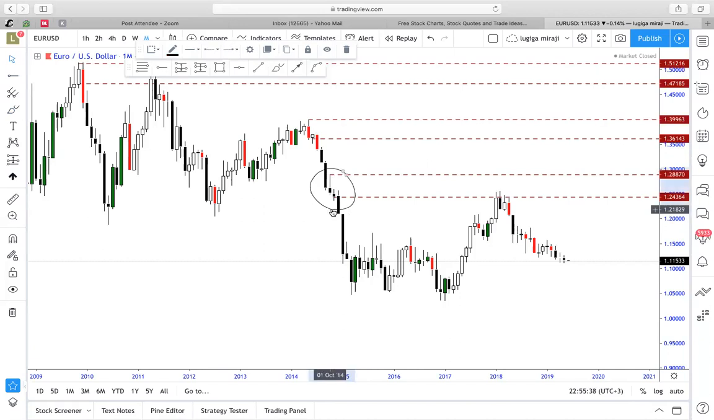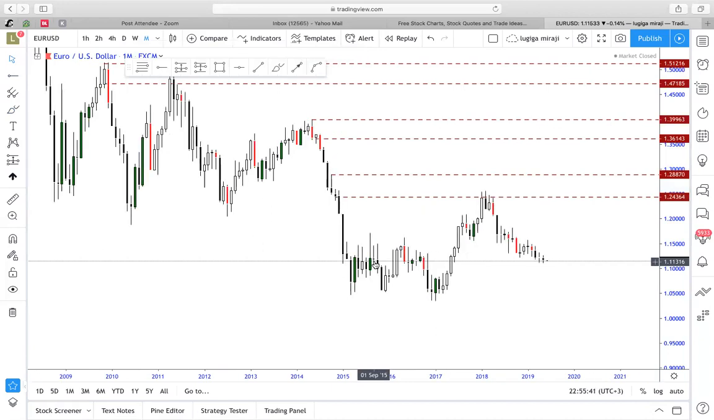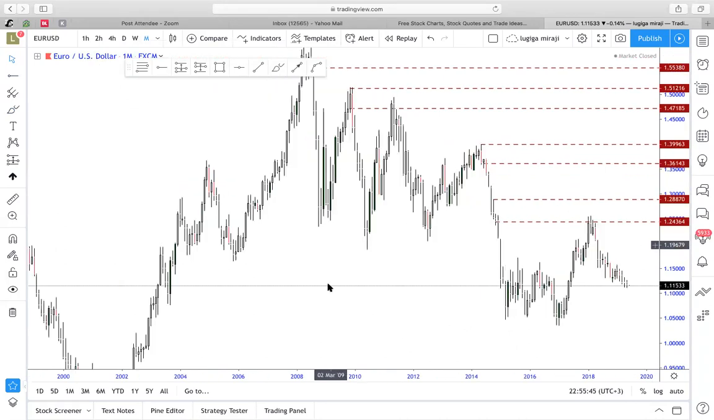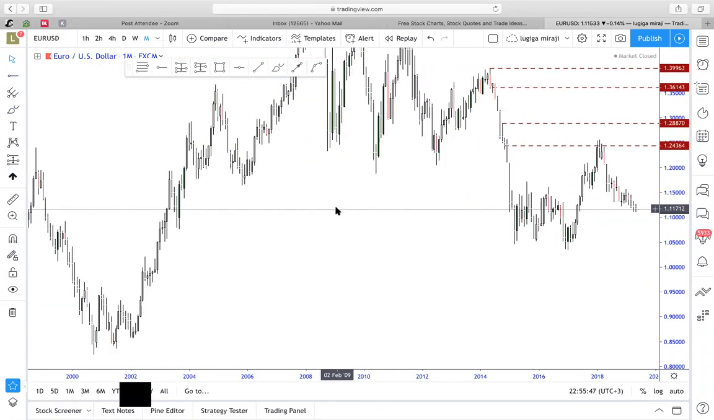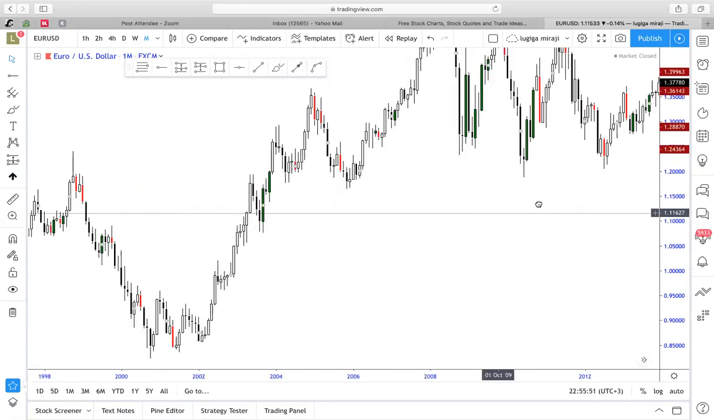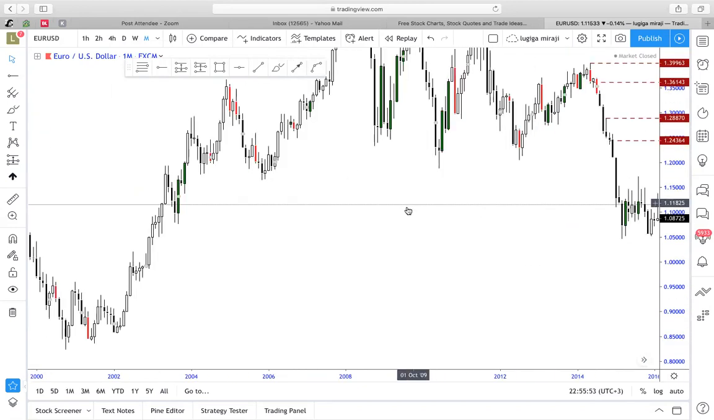So you can see I have already marked all the supply zones. What about the demand zones? I'm going to mark the demand zones. How am I going to mark the demand zones? Let's start from where the price will start rising.